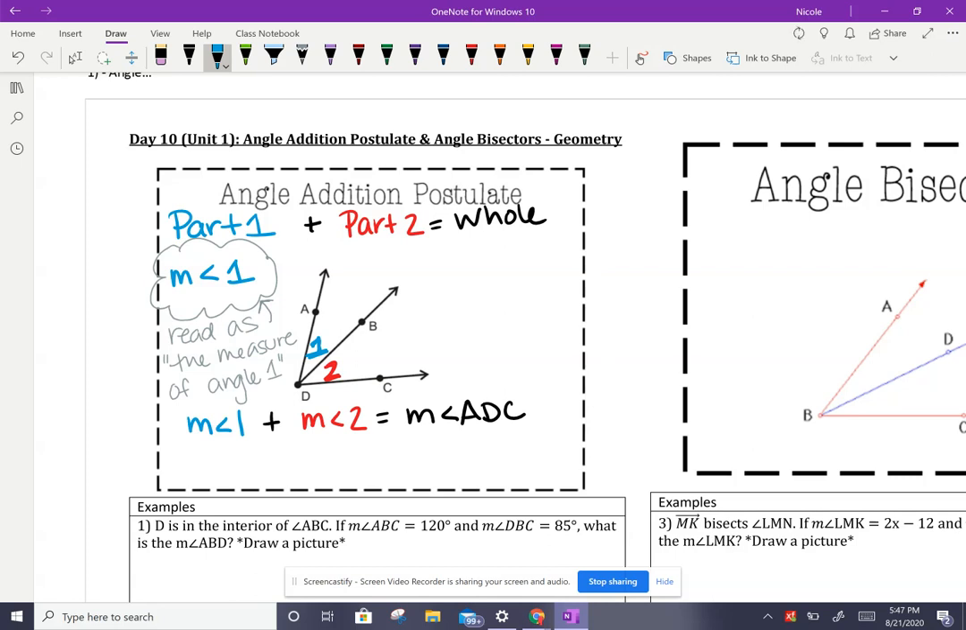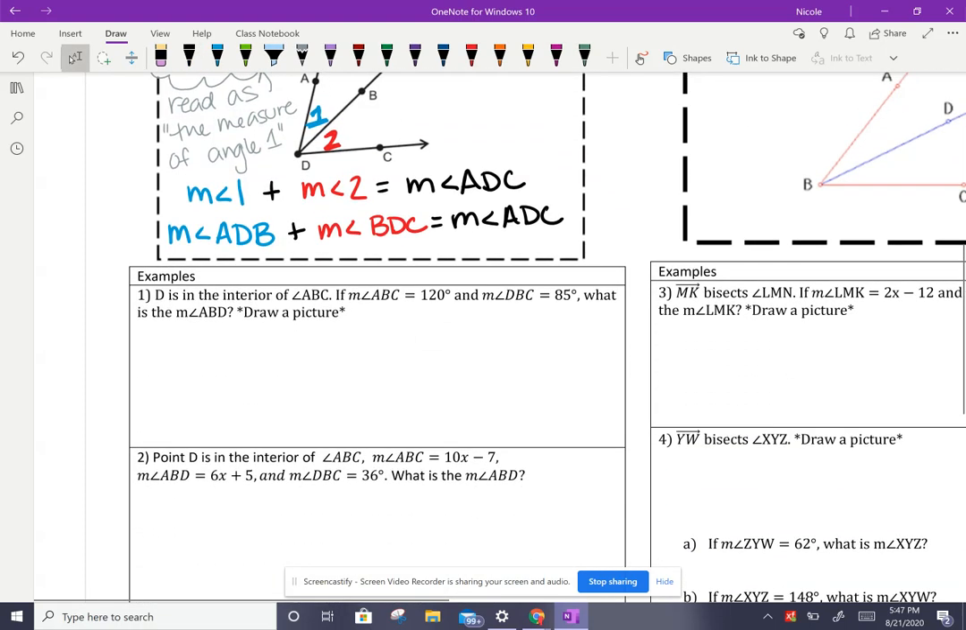I could also name the angle pieces by the names of the smaller angles. So the measure of angle ADB, plus the measure of angle BDC, or you could say CDB, doesn't matter to me. And again, that is going to equal the measure of angle ADC. So that's the angle addition postulate. Let's see it in some examples and maybe clear up some information.